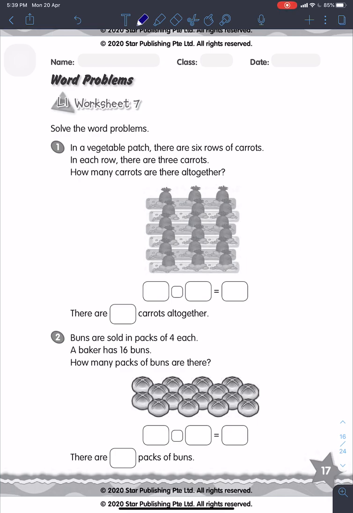Hi guys, so today we're gonna be talking about word problems that involve multiplication and division.